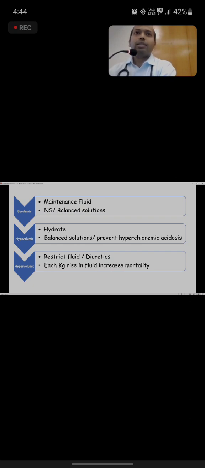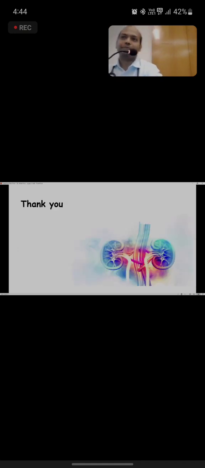If the patient is hypervolemic, restrict the fluid and add diuretics, because with each kg rise in fluid overload, there is increased mortality in these patients. So the key to success is good preparation and a multidisciplinary approach. Thank you.